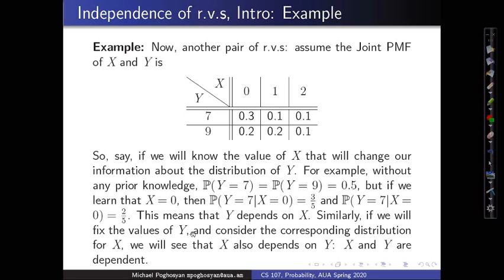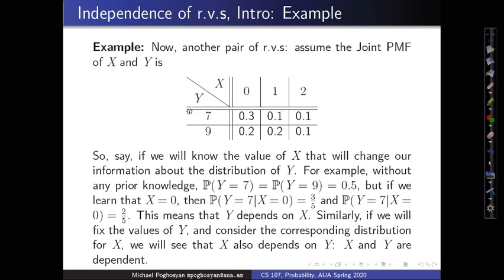And similarly, if we fix the values of y, say I know that y is 7, what is happening with x? X is taking these 3 values with corresponding probabilities. So I need to divide this 0.3 by this sum 0.5. Okay. Or what if I know that y is taking the value 9? Then I will have another thing. Then knowing the value of y will change the probability of x.